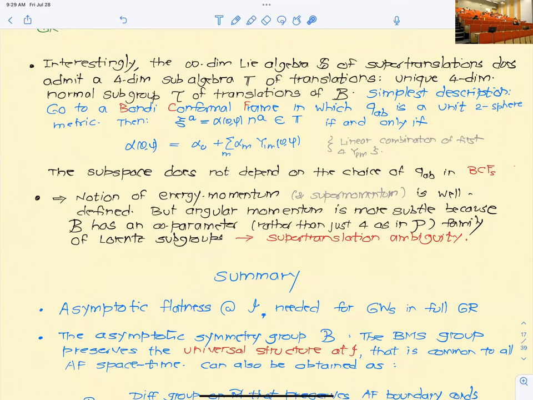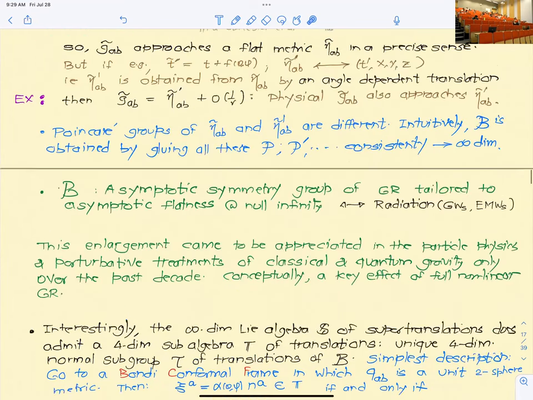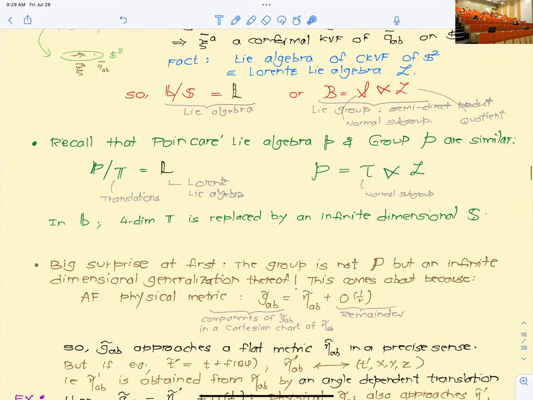But now, the quotient of the BMS group by super translations is the Lorentz group. To get the Lorentz group, I have to actually take the quotient by super translations, whereas for the Poincaré group, I only have to take the quotient by translations. Therefore, the Poincaré group has a four parameter family of Lorentz subgroups, whereas the BMS group has infinitely many Lorentz subgroups. And angular momentum refers to these Lorentz subgroups.